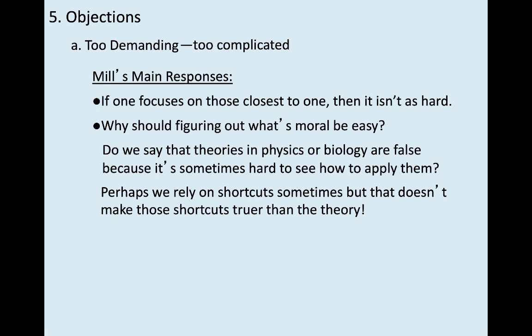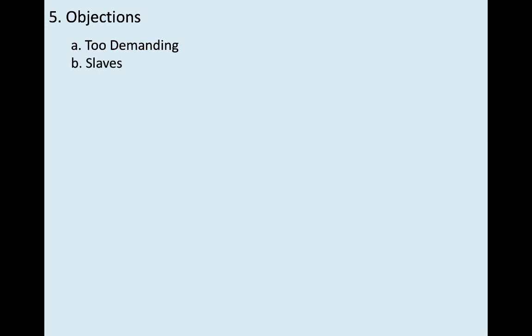Similarly, says Mill, you shouldn't say that a moral theory is false because it's hard to understand or because morality is complex or whatever. You should take it the way it is and say the theory is true if it's true and false if it's not, regardless of how complex or difficult it is to understand. Okay, Mill also says maybe we can rely on shortcuts that make things a bit easier. Okay, that's one set of objections. The next set of objections starts with talk of slaves, and we'll pick that up next time.